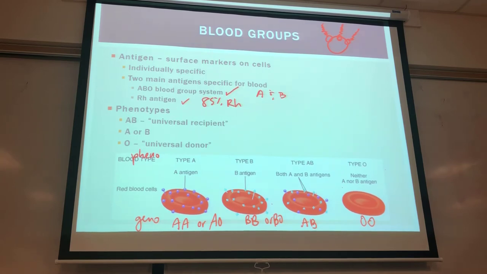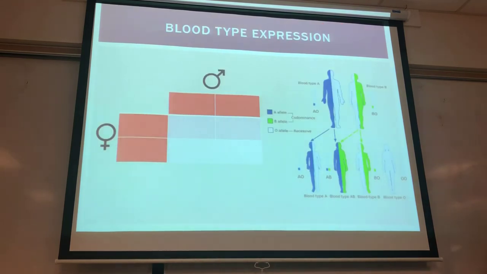So with that, if we're to take a look at the most common type, about 39% of the population is O positive, while AB negative is the rarest type, of which we have 0.5%. So like I said, blood type expression.